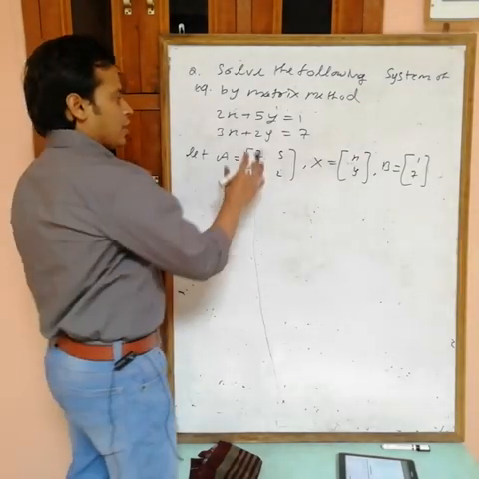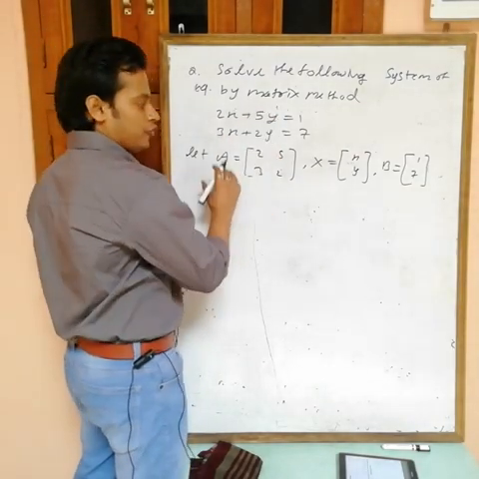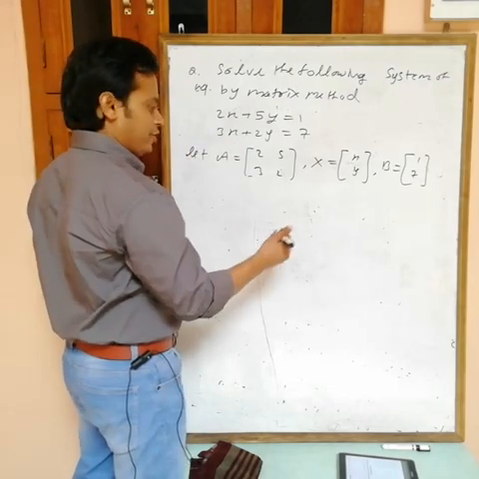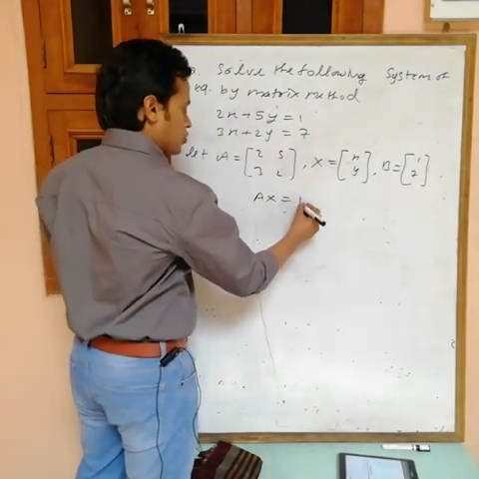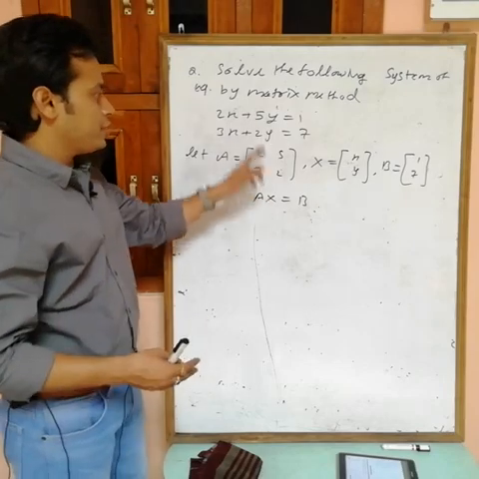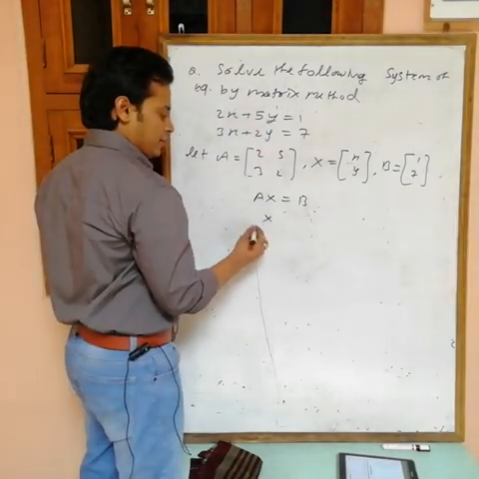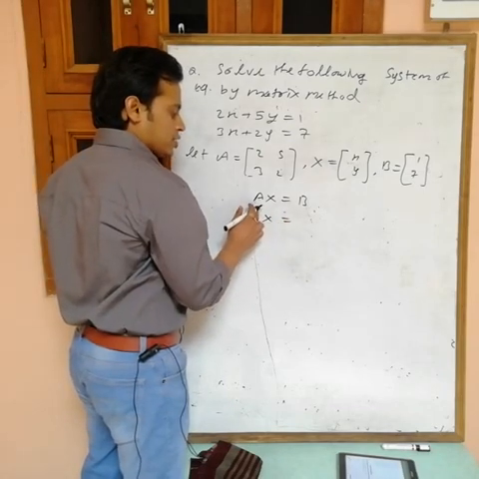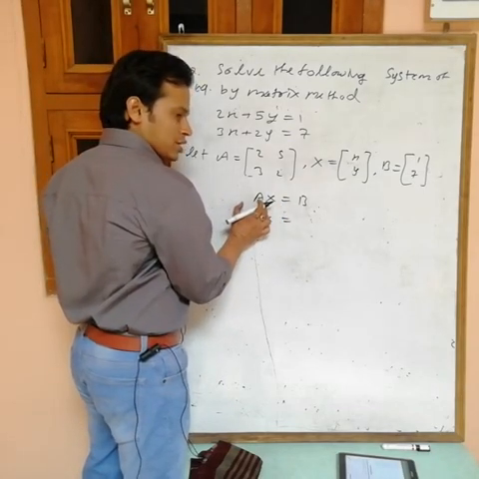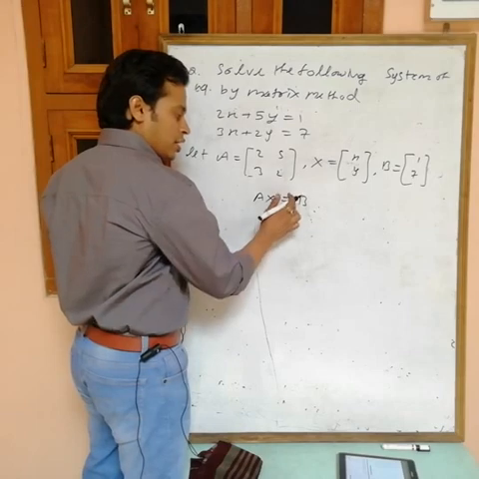Now I can write these equations in terms of matrix AX equals B. If you multiply AX equals B, you will get the same equations. Now what do we want? X. Multiply with A inverse. If you multiply with A inverse, X equals A inverse A is I, into X is X, equals A inverse B.